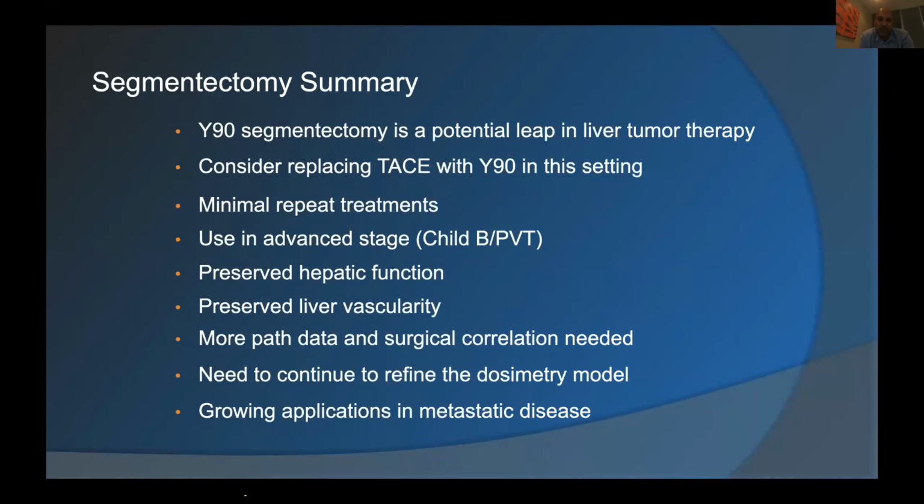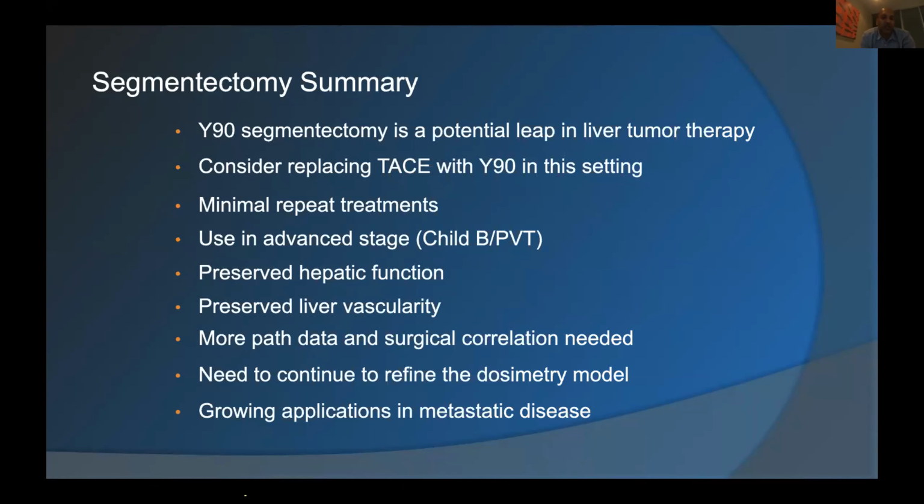You could do it in patients with vascular invasion. Their hepatic function remains preserved. Their liver vascularity, their hepatic arterial vasculature, remains completely patent. So if this patient develops another tumor at 6 months, you can do the same thing.